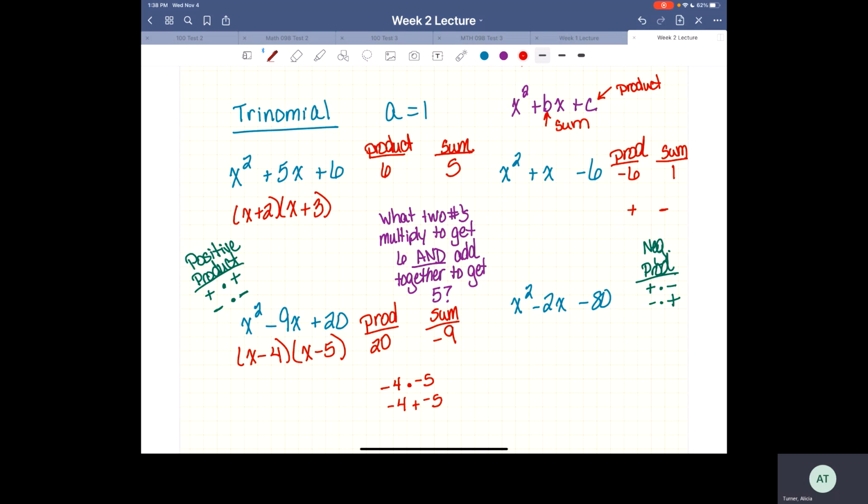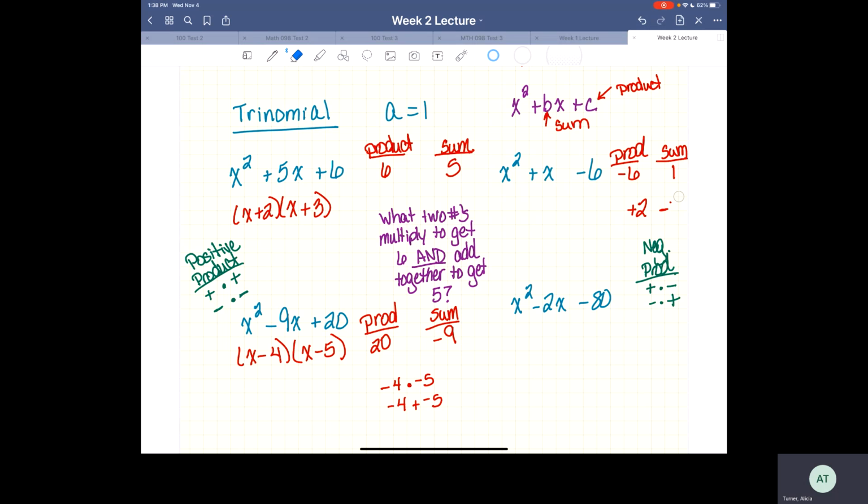Okay? So I'm going to look at 3 and 2 again. So let's just say the 3 is negative and the 2 is positive. 2 times negative 3 does give me negative 6. But I also have to get positive 1. So 2 plus negative 3 doesn't give me positive 1. It gives me negative 1.